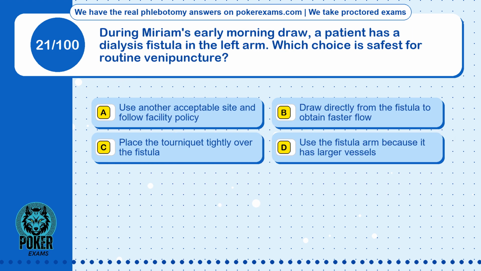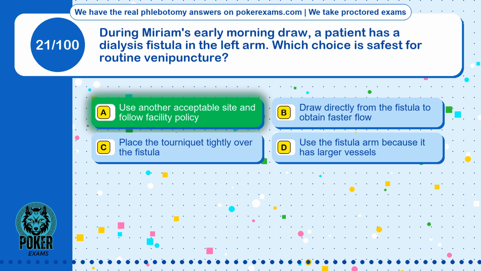Question 21. During Miriam's early morning draw, a patient has a dialysis fistula in the left arm. Which choice is safest for routine venipuncture? Option A. Use another acceptable site and follow facility policy. Option B. Draw directly from the fistula to obtain faster flow. Option C. Place the tourniquet tightly over the fistula. Option D. Use the fistula arm because it has larger vessels.